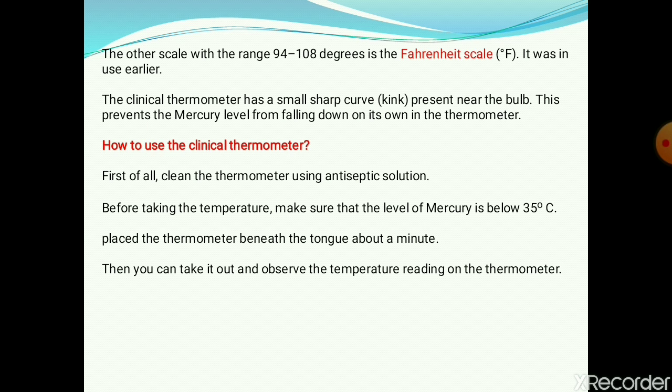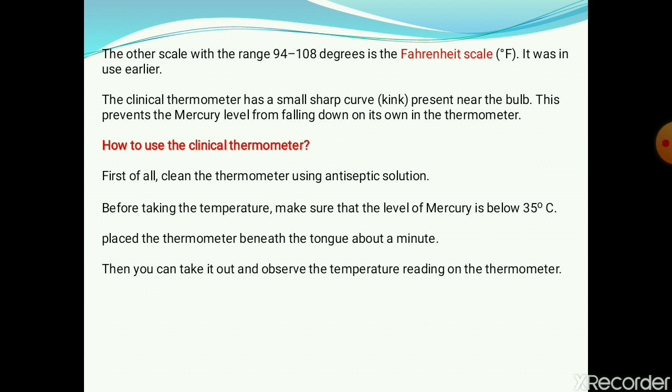The other scale with the range 94 to 108 degrees is the Fahrenheit scale. It was used earlier. The clinical thermometer has a small sharp curve called a kink present near the bulb. This kink prevents the mercury level from falling down on its own in the thermometer.